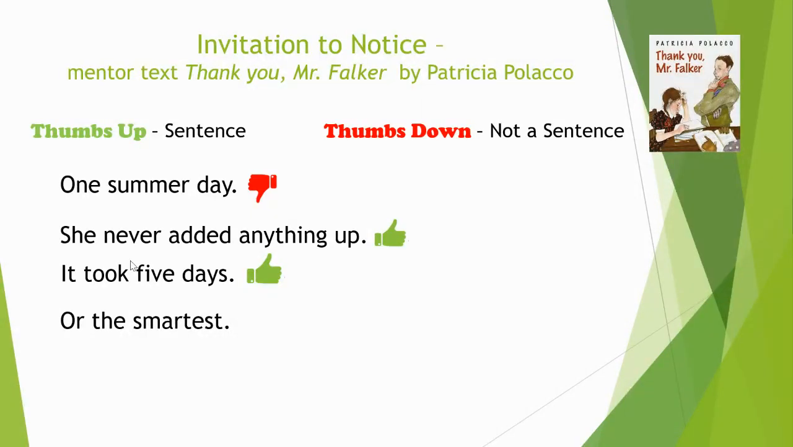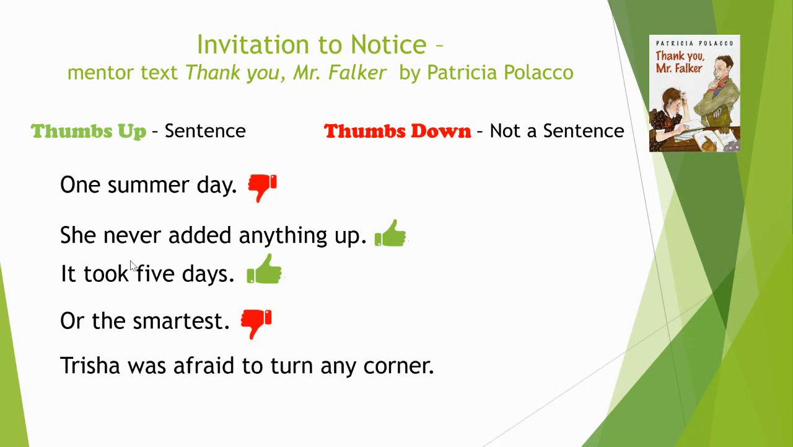Or the smartest. This one is similar to the first one. I don't have a subject or a predicate. It doesn't make a complete thought, so this would not be a sentence. Tricia was afraid to turn any corner. Here it's a complete thought. I have a subject and a predicate. It is a sentence. And our last one, in that dark place. It doesn't make a complete thought. It does not have a subject or predicate, so this would not be a sentence.